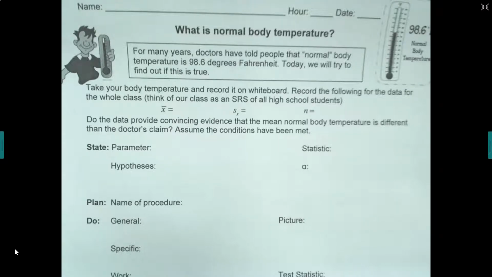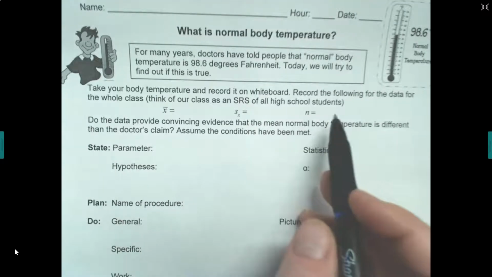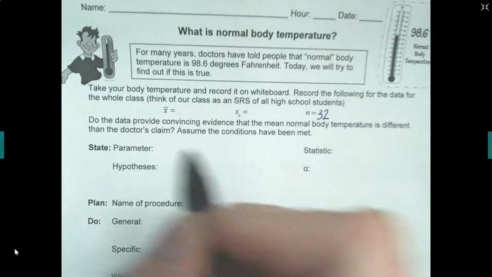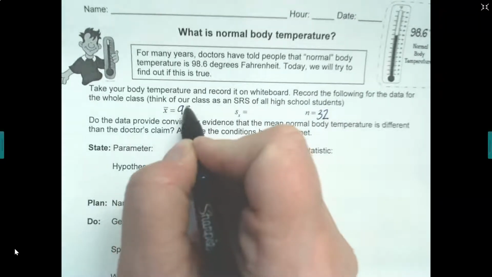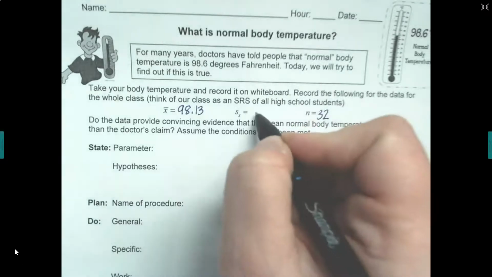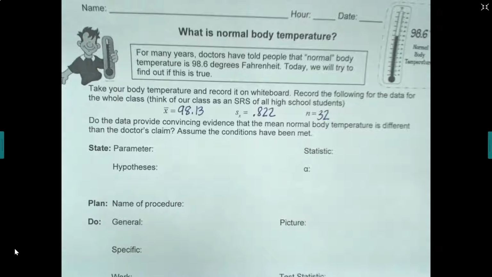So today's scenario is, for many years, doctors have told people that normal body temperature is 98.6 degrees Fahrenheit. So today, let's find out if this is true. I took a sample of 32 people, so our n is 32. I got a mean temperature of 98.13, and I got a standard deviation of 0.822 from those 32 people when I ran one variable statistics.